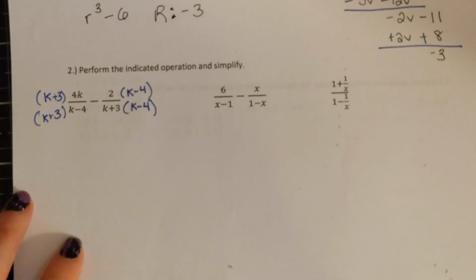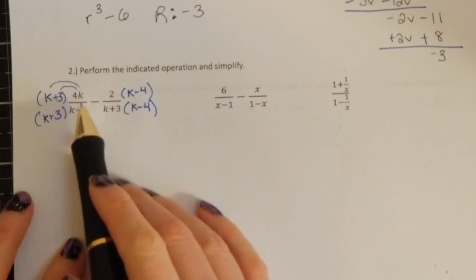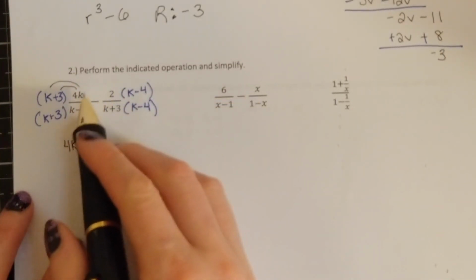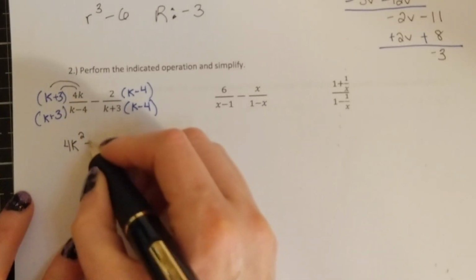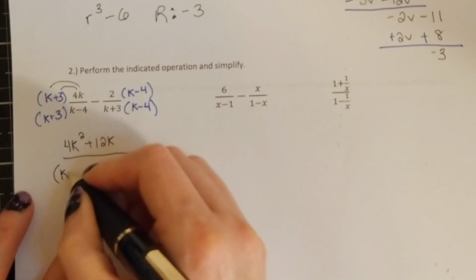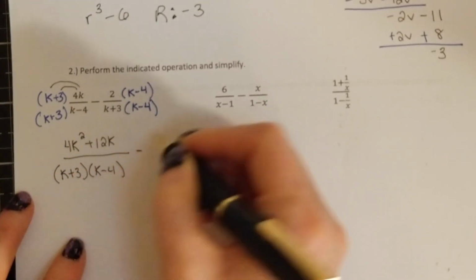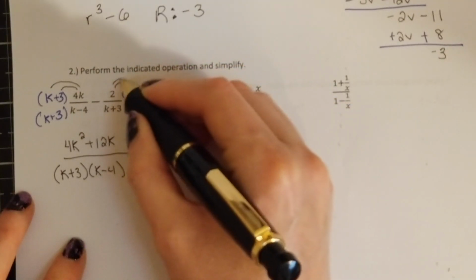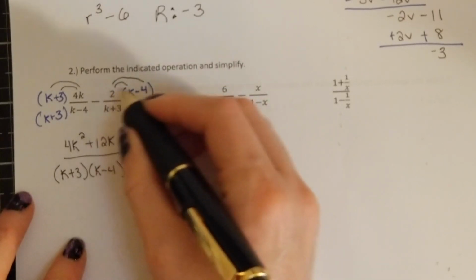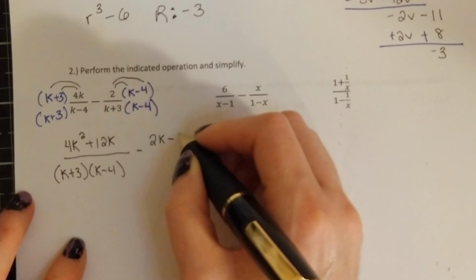So on the top, you need to do distributive property. So 4k times k, that's 4k to the second power. And 4k times 3, that would be 12k. And our denominator is k plus 3, k minus 4. Okay, do distributive property over here. So 2 times k, that would be 2k. 2 times negative 4, that would be a negative 8.